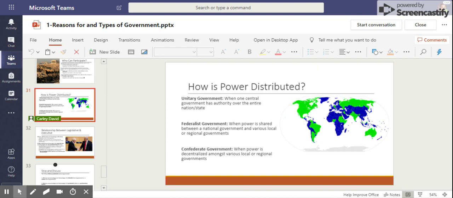In a confederate government, which isn't too common, you have powers decentralized amongst various local or regional governments, and then the national government, if there is one, is very, very weak. Switzerland has one kind of like this, which is how they keep probably the closest to a direct democracy in the world. But most governments, if you look over here, the blue is unitary and the green is federalist governments. So they're maybe about half and half. If you look in Europe and Africa, you see a lot more unitary governments. Yeah, so that's the second way.